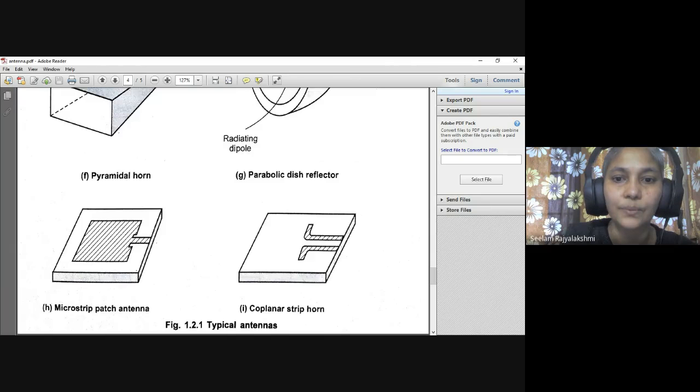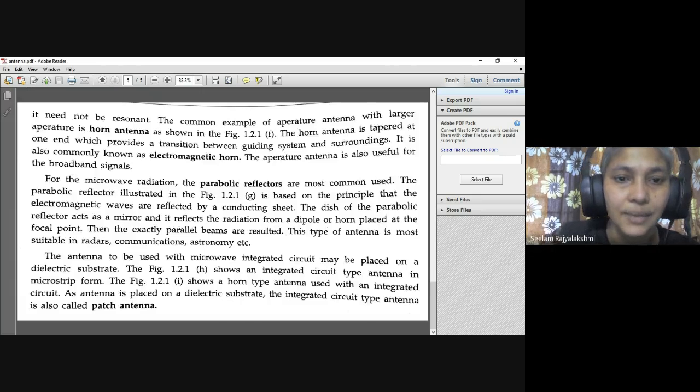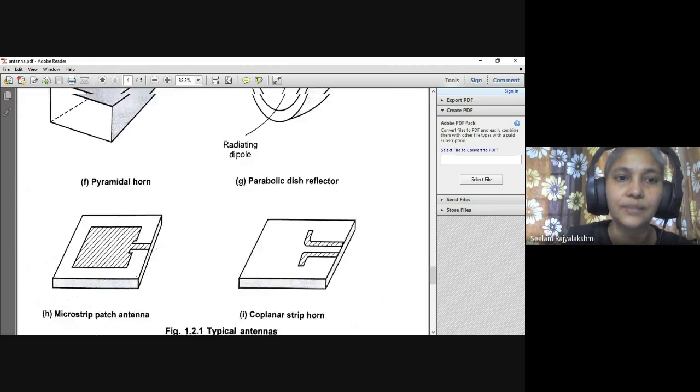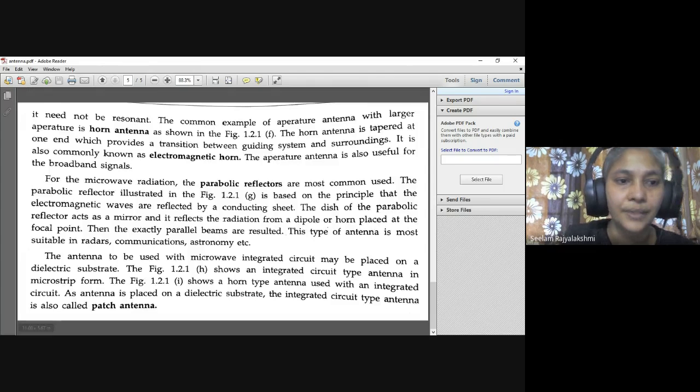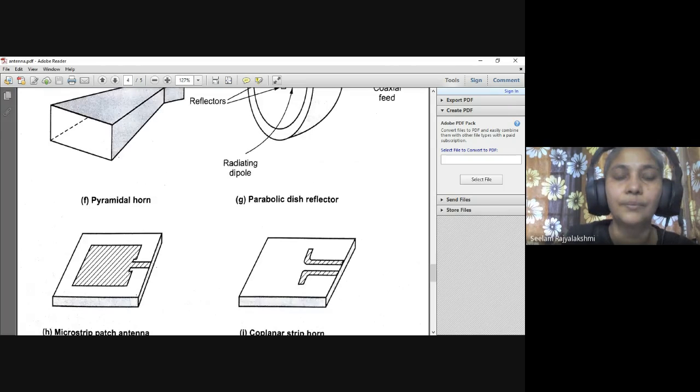This is the coplanar strip horn. These are the typical patch antennas. The microwave integrated circuit may be placed on the dielectric substrate. We place the microstrip patch here on the dielectric substrate. So here is the integrated circuit type antenna in microstrip form, which shows the horn type antenna used with an integrated circuit. As the antenna is placed on the dielectric substrate, the integrated circuit type antenna is also called a patch antenna.